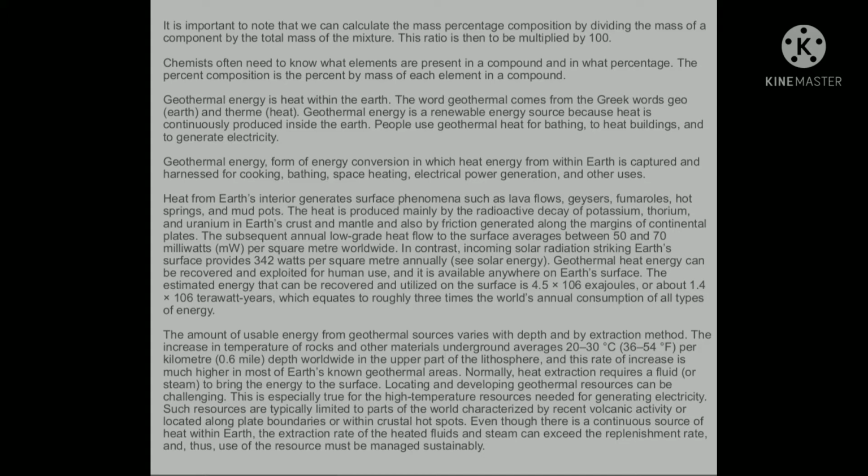We use the concept of mass percentage composition to denote the concentration of an element in a compound or a component in a mixture. We use this term to signify the total percent by mass of each element that is present in a compound. It is important to note that we can calculate the mass percentage composition by dividing the mass of the component by the total mass of the mixture. This ratio is then multiplied by 100. Chemists often need to know what elements are present in a compound and what their percentage is: the percent composition, the percent weight and mass of each element in a compound.